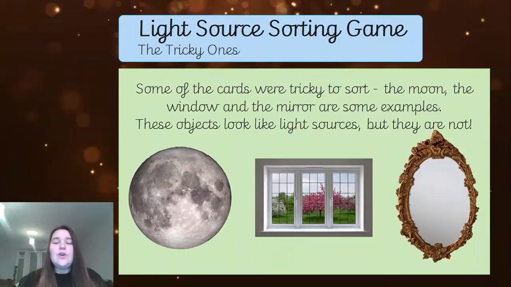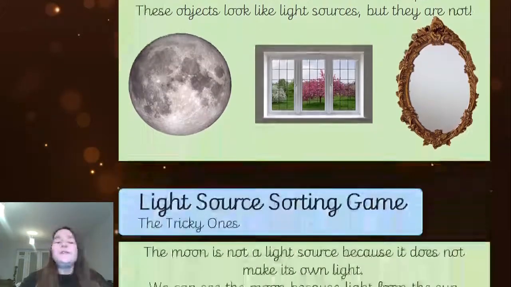Okay, we're going to look at three tricky ones that sometimes people get confused by, which they think are a light source. So we have the moon, we have the window, and we have a mirror. So these objects look like they have light sources, but they are not. And here are the reasons why.